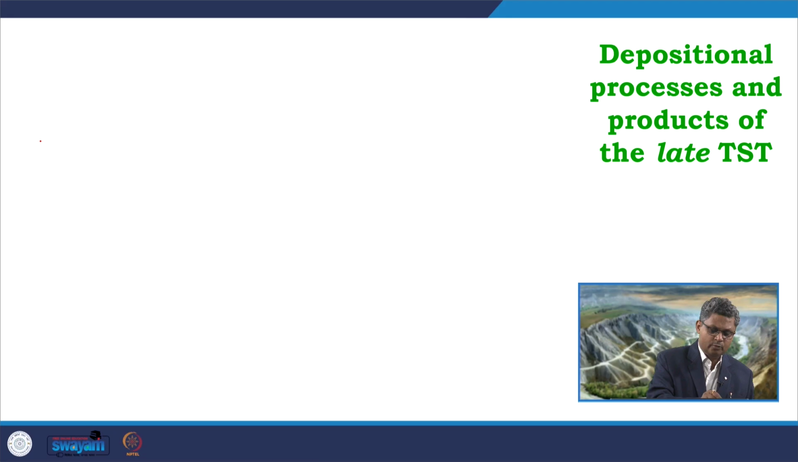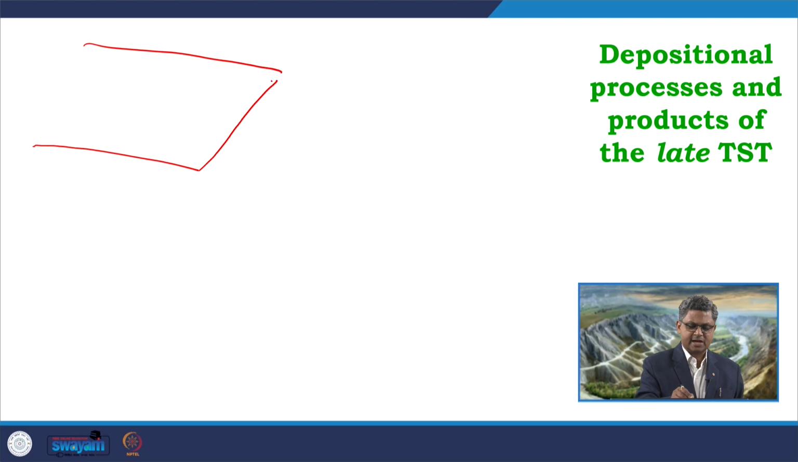What happens during the late TST phase in the same basin? The conditions are relatively different. So, during the late TST phase, what can we expect? Again, we can have a simple diagram. Say, for example, this is the continental side where a fluvial system is reaching over here, and during this late TST, the sea level is much higher and the sea is trying to retrograde at a much higher rate.